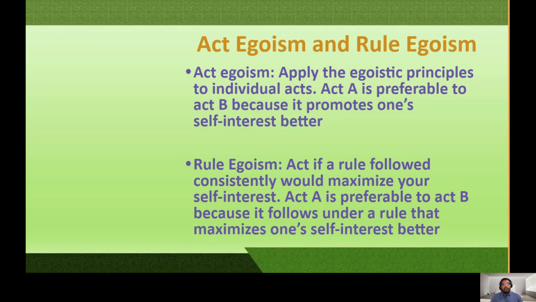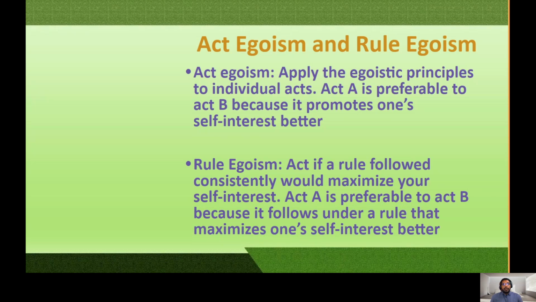But again, ethical egoism has further divisions. Act ethical egoism and rule ethical egoism. Act ethical egoism focuses on the individual act. Let us say act A and there is an act B. If I do act A, that produces happiness for me, or if that produces my self-interest, then it is a right action. And if I do act B, if it does not produce happiness for me or does not promote my self-interest, then that is a wrong action. So I would choose act A over act B.